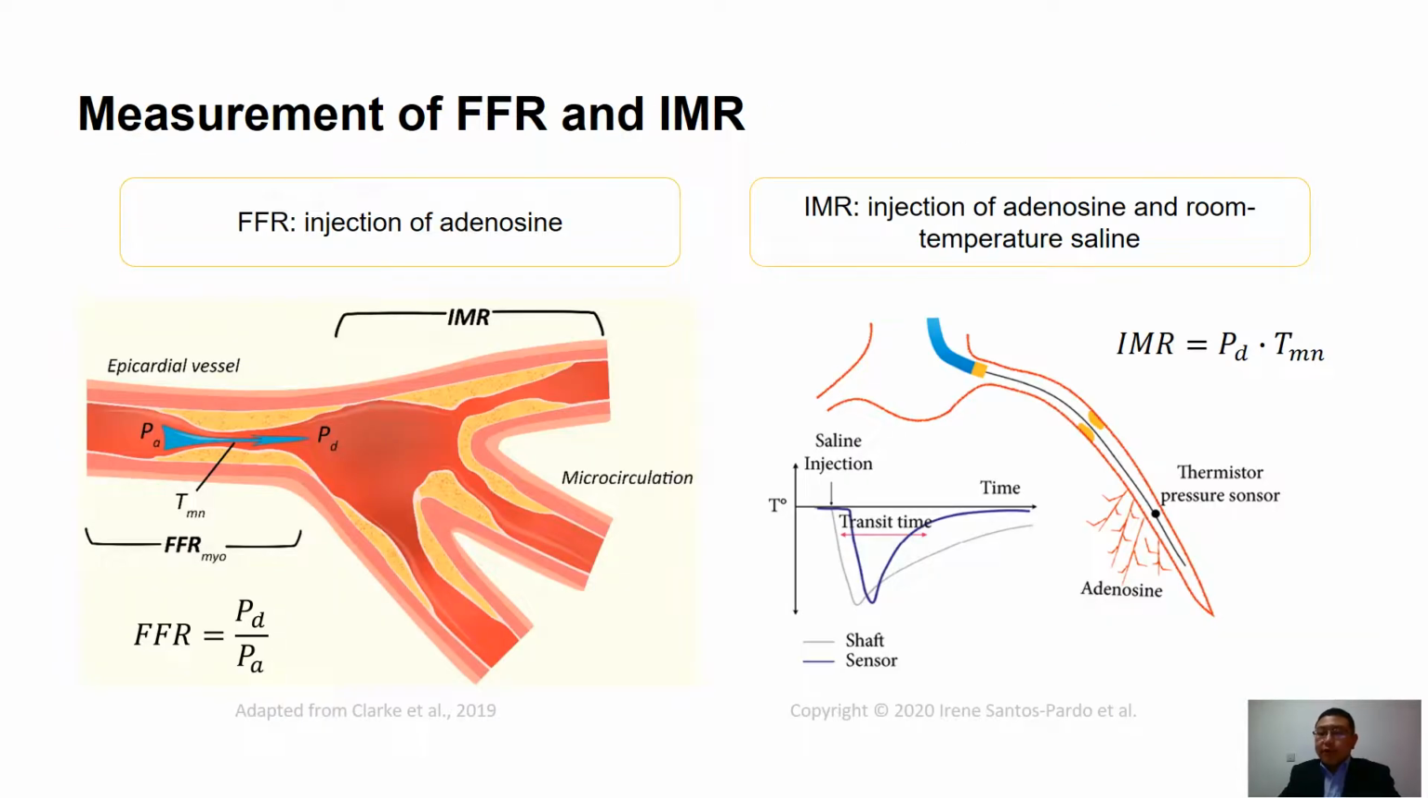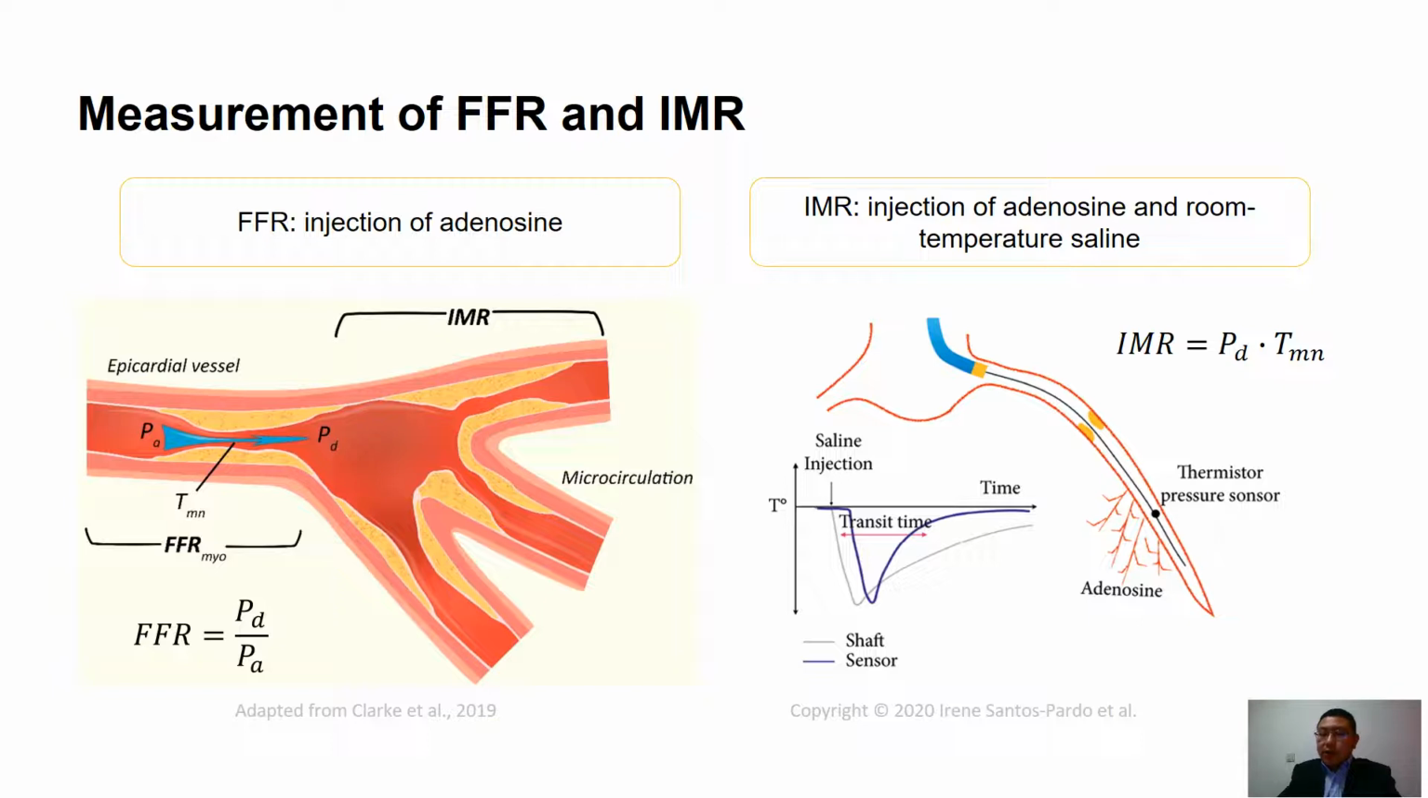The measurement of FFR is based on the ratio of pressure values distal and proximal to a stenosis. Firstly, adenosine is injected to generate hyperemia, where the blood flow in coronary arteries arrives at maximum. Then, the pressure is measured using a guide wire.